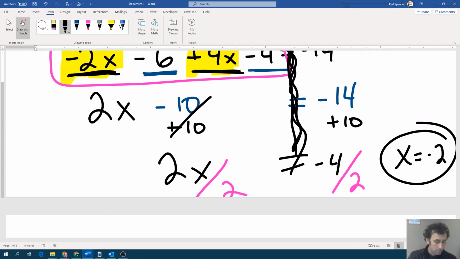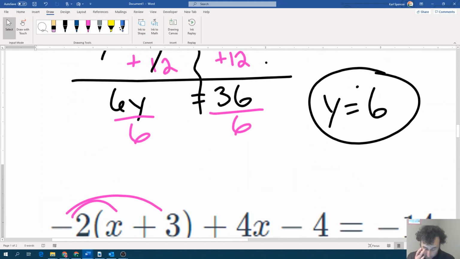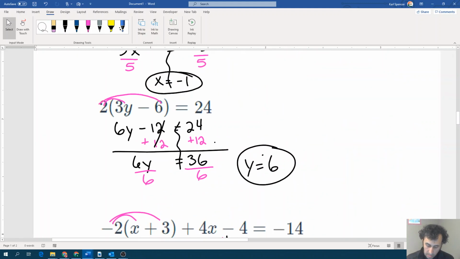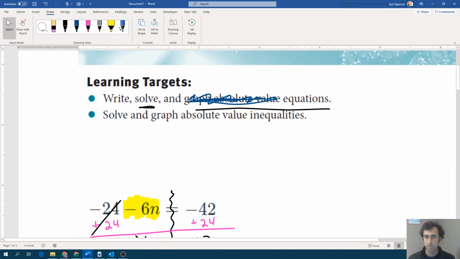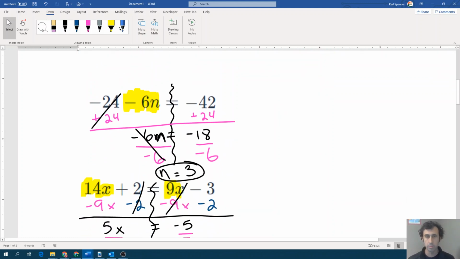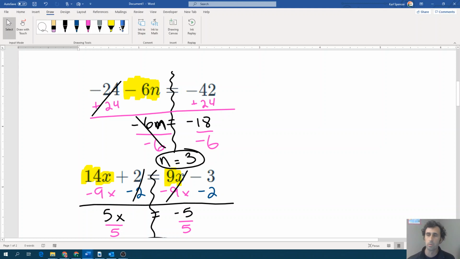I know those were quick. I know those were fast, and hopefully you've seen them before. However, if you need to, please go back, rewind the video, watch any part individually. But these will become extremely important that we can do these skills not only for when we start solving absolute values, but as we go through the entirety of the year. This solving linear equations is a very, very, very important skill.